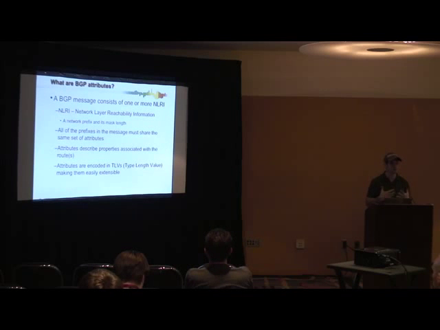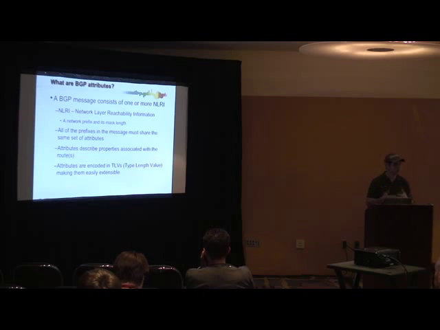So these are all based on BGP attributes. So what is a BGP attribute? Well, a BGP message consists of one or more NLRI. Well, what's an NLRI? NLRI is network layer reachability information. It's typically a prefix and its mask. So whenever anyone talks about an NLRI, they're talking about a prefix and a mask.